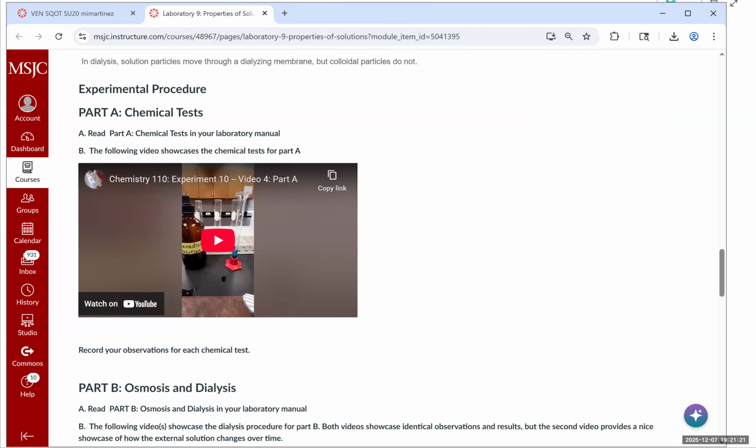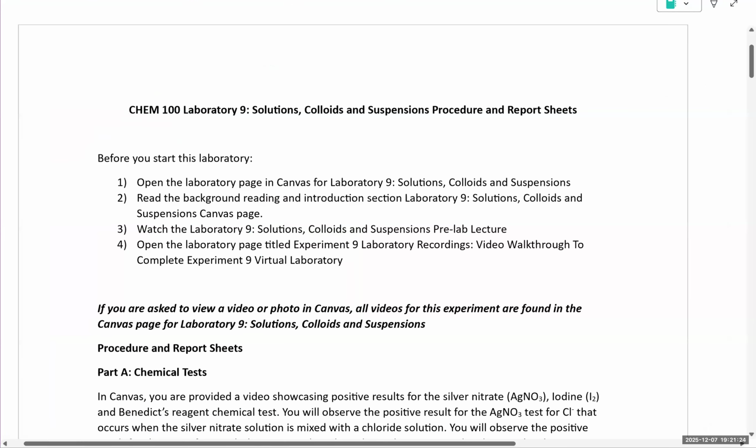Okay, so with that out of the way, let's now get started with going through the lab. Here are the procedure and report sheets for experiment 9. And before we start the lab, we have the pre-lab checklist. So we're going to open the lab page, read the background reading, watch the pre-lab lecture, and if you haven't already, you'll open up the laboratory recording page containing the laboratory recording video. This is the video that you're watching right now, where we go through the lab together and complete the lab procedure and report sheets together.